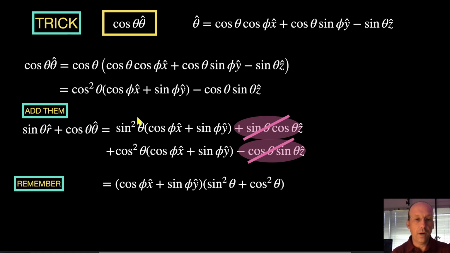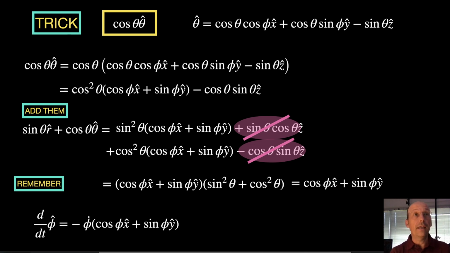Remember, I don't know why. So then I factor out this term, the cosine phi x hat plus sine phi y hat, which is in both of the terms. So I get these two terms added together, sine squared theta plus cosine squared theta, which is 1. And so I just get left with cosine phi x hat plus sine phi y hat. That's the term I was looking for. And then I get my derivative of phi hat with respect to time, negative phi dot times all that stuff.